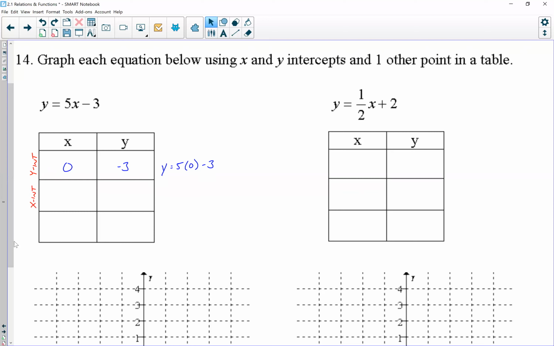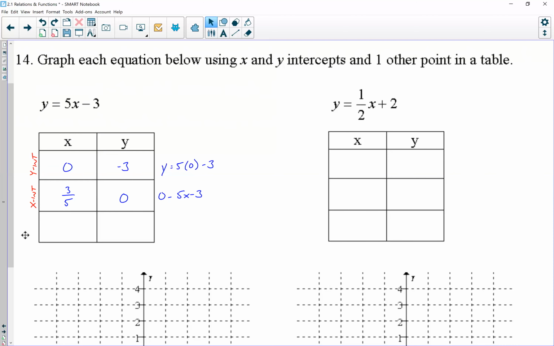Next would be to find our x-intercept. That means the y value has to be 0. So I plug 0 in for the y in our original equation, and I solve for the remaining x variable. And that would give me 3/5.